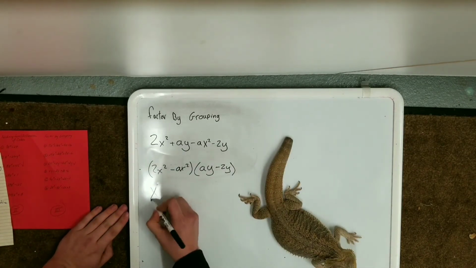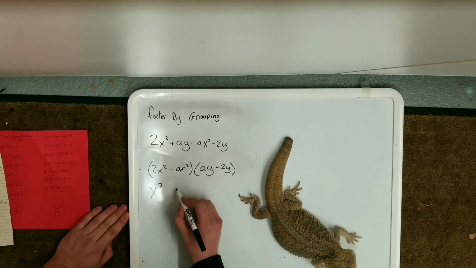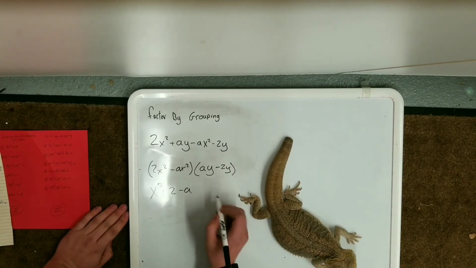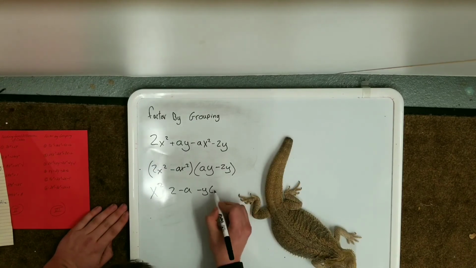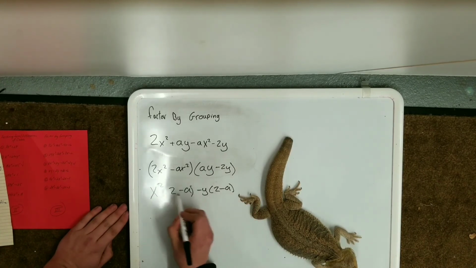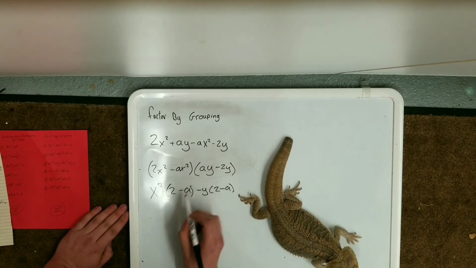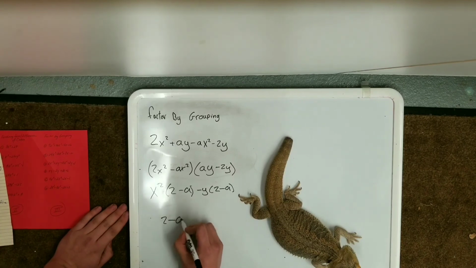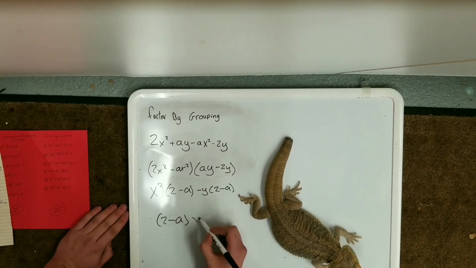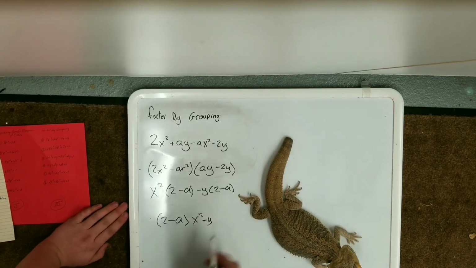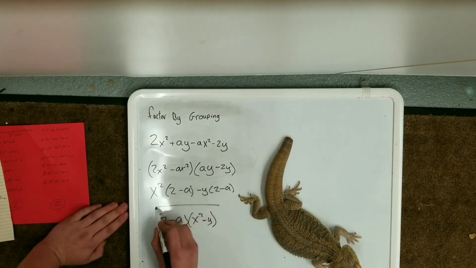We notice on this one we can take an x squared out, and that would leave us with 2 minus a. On this one we would take out a negative y actually, and we would get 2 minus a. The 2 minus a would cancel out on each side. You could factor those out of the equation, and you get 2 minus a and x squared minus y. And this would be your answer right here.